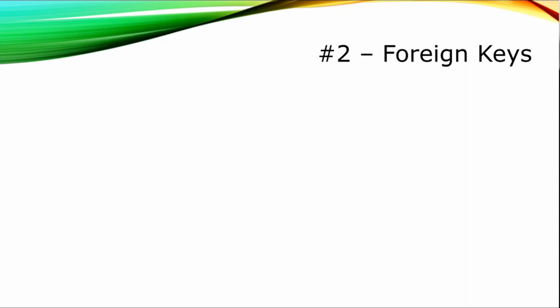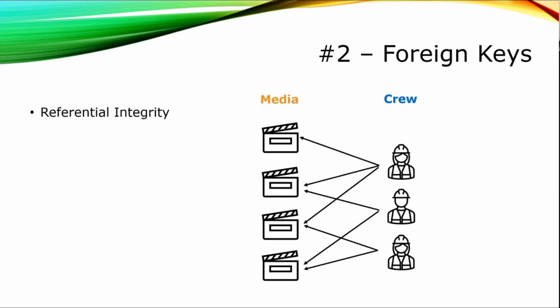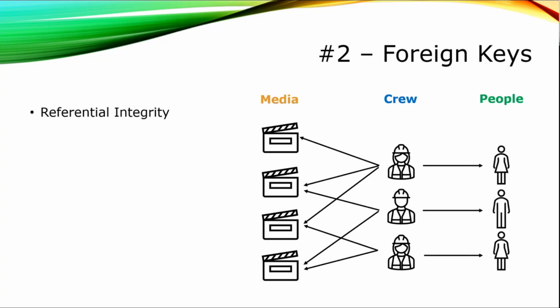Foreign keys. This is my second favorite place to start. Foreign keys are great. They enforce referential integrity, keep us from having orphaned records that have no way to connect back to context, right? So we have our media. We've got a movie, and there's some amount of cast and crew, because what would a movie be without people? And each one of those cast members is a person, maybe a dog, maybe a cat, but for example's sake, a person.